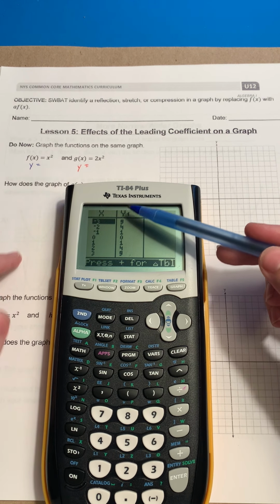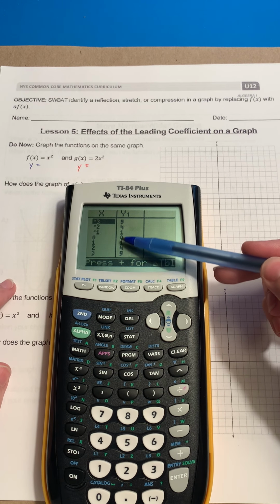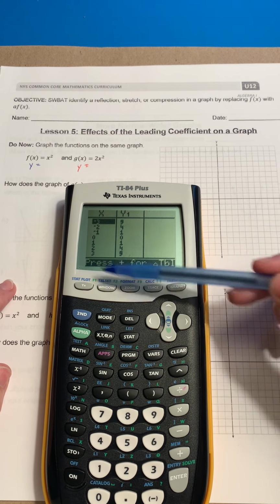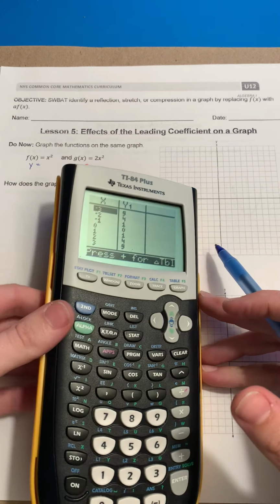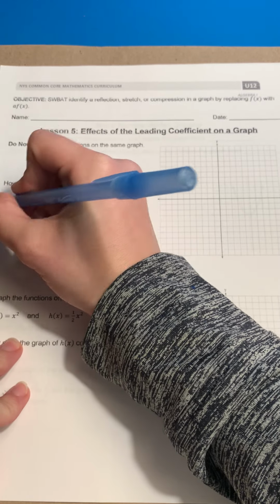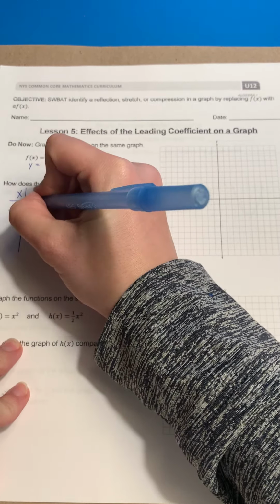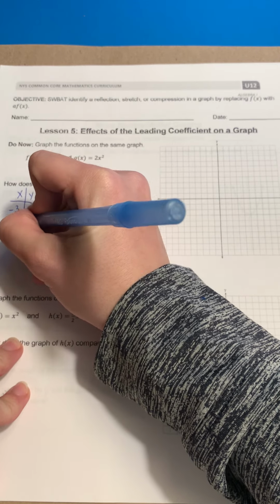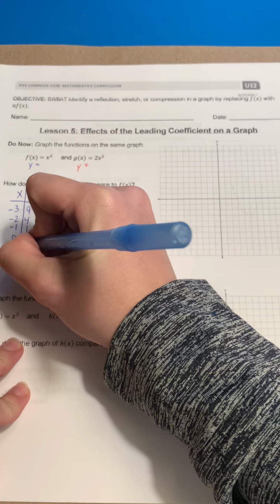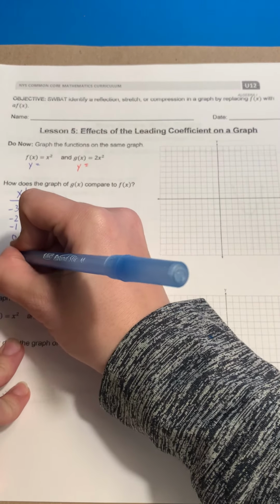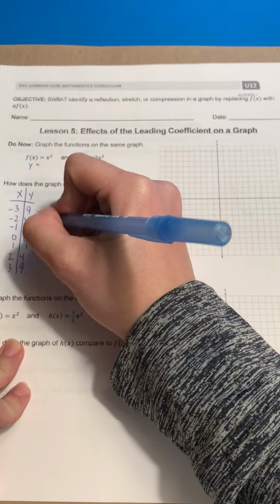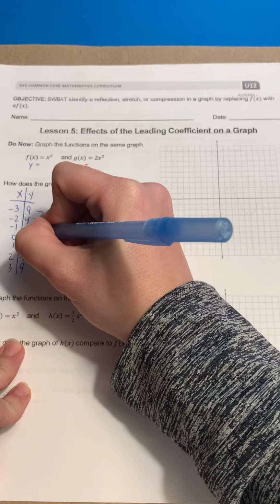So I found my balance in my table. I have a 9 and a 9, 4, 4, 1, 1, and then 0 in the middle. So those are the points, the coordinates that I'm going to list in my table. So I'm going to write them right here. So I had negative 3, 9. I had negative 2, 4. Negative 1, 1. 0, 0. 1, 1. 2, 4. And 3, 9. So again, this is the balance that I was talking about.